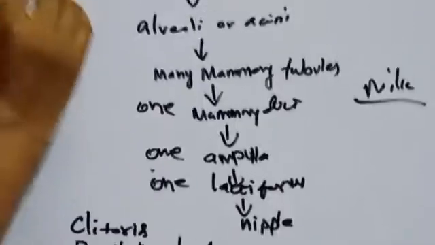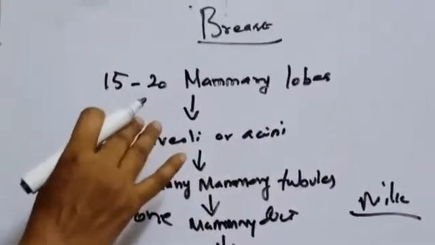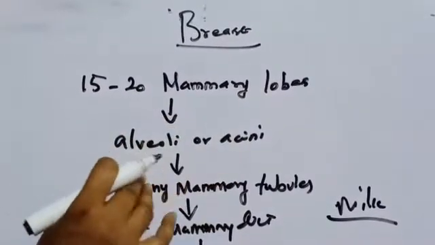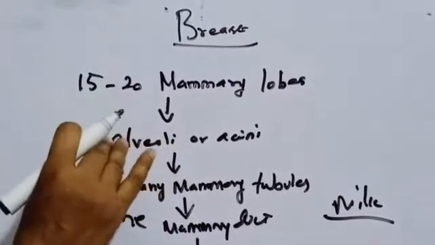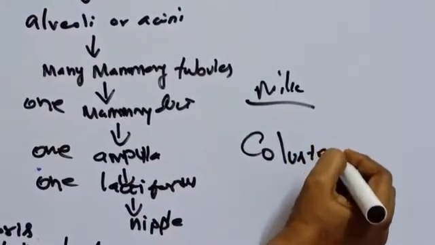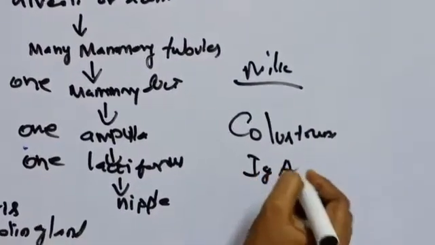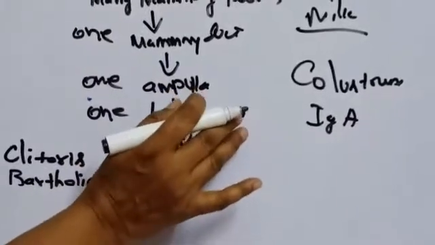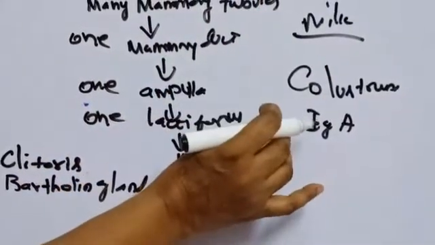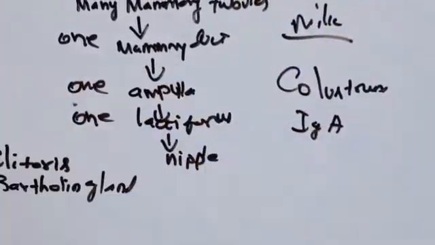See, the milk produced during the initial few days of lactation, that is, for a few days after the baby is born, we call it colostrum. What is that? Colostrum. It contains the antibody IgA. That is, this gives resistance to the newborn babies against diseases. That's all today.